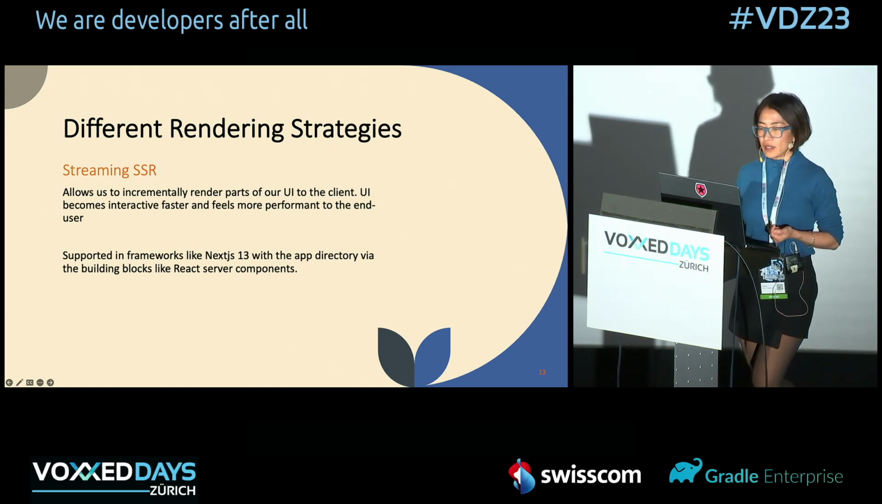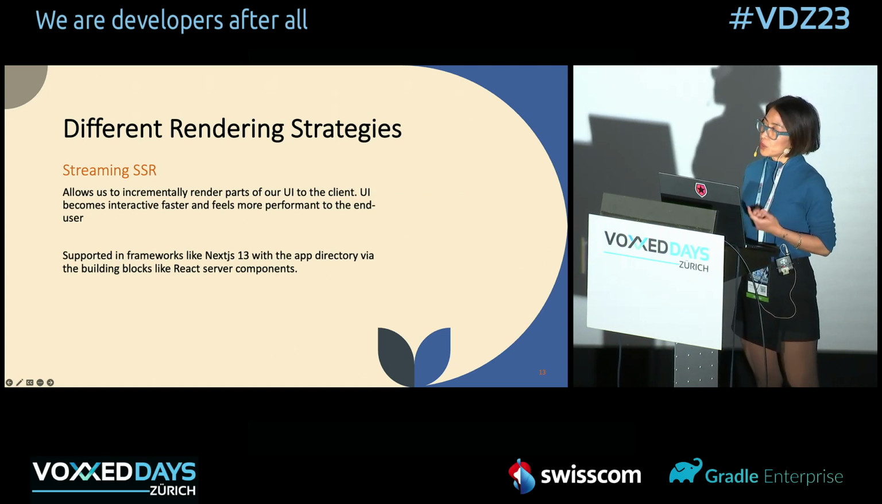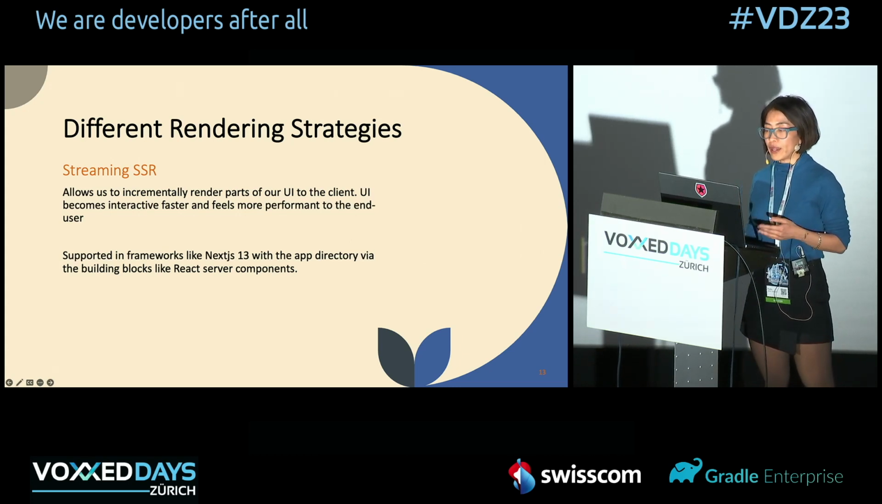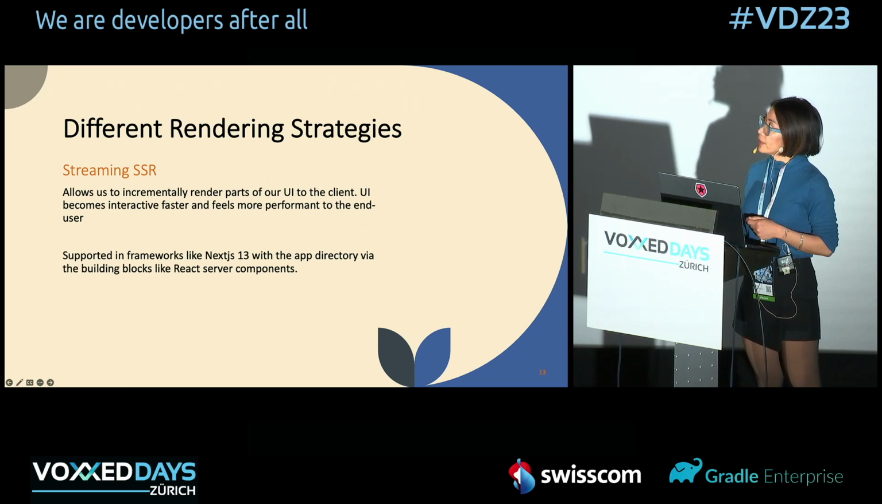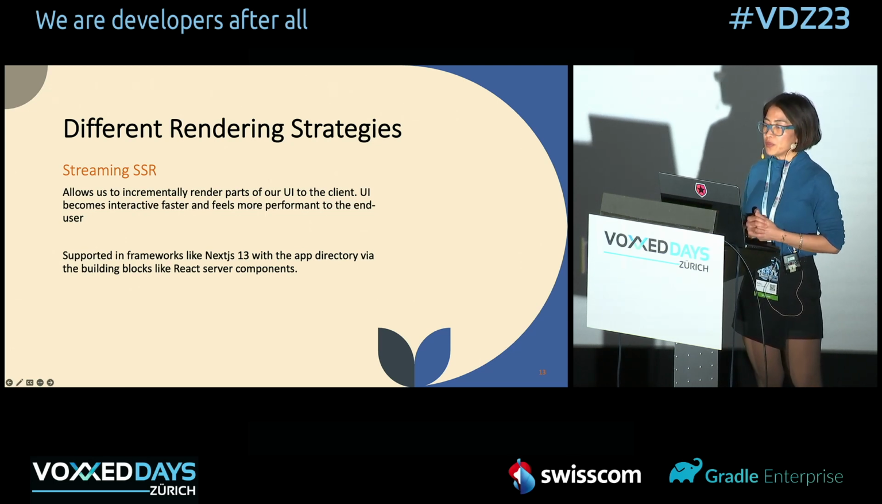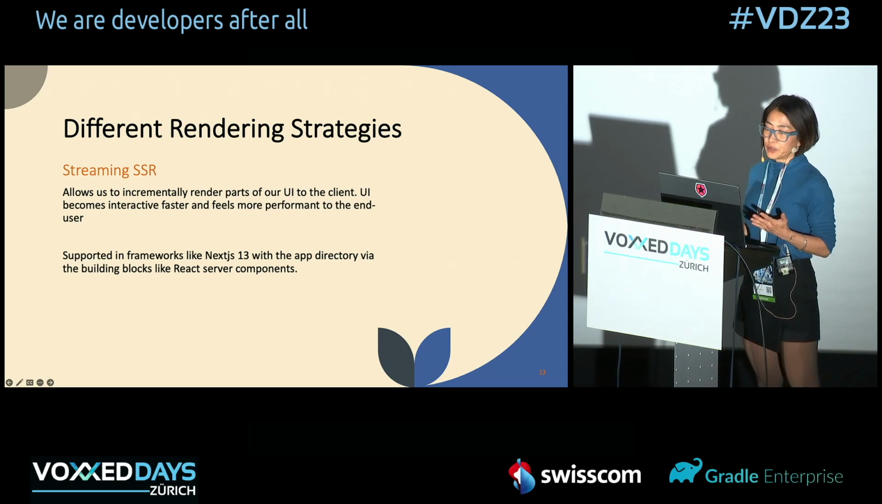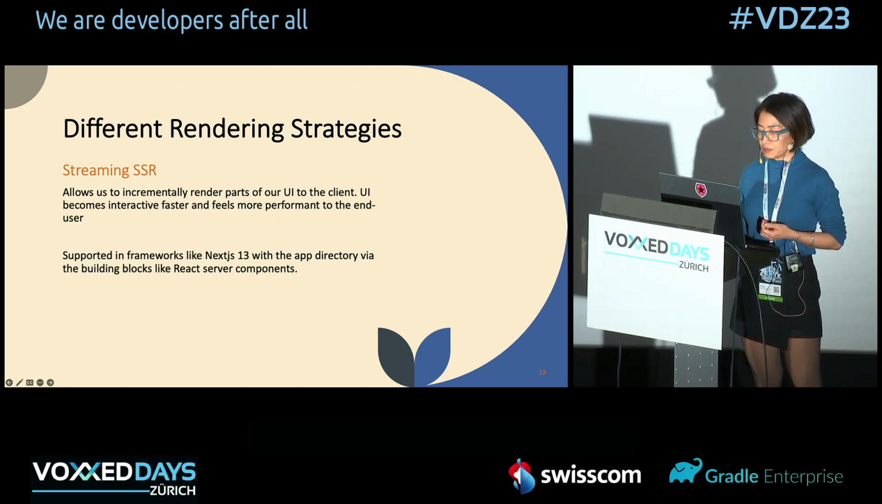And lastly, we have streaming SSR. This allows us to incrementally render parts of our UI to the client, so the UI becomes interactive faster and feels more performant to the user. This is supported by Next.js 13 with the app directory, with building blocks such as React server components.